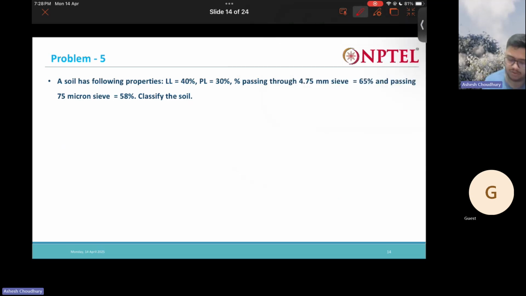The soil has the following properties: liquid limit is given, plastic limit is given, percentage passing through 4.75 mm is given, and percentage passing the 75 micron sieve is given. We are asked to classify the soil. So how can we do that?